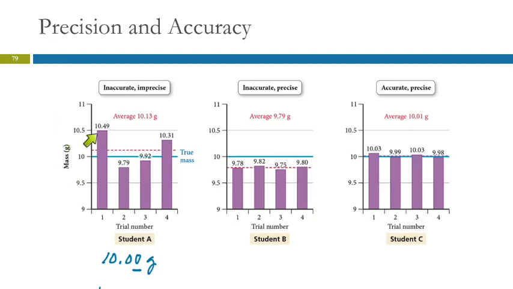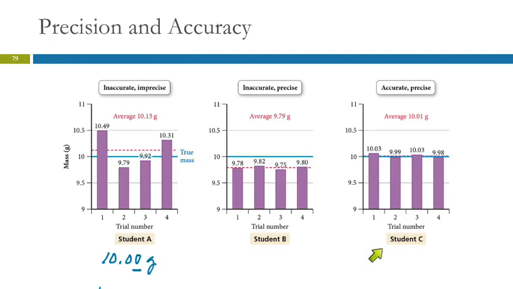And then we look for precision. How close together are these different measurements? They're all over the place. So not precise. Not accurate, not precise. Student A failed. Okay, here's student B. Got an average of 9.79 grams. Is that close enough to 10.00? No, not very good. Not accurate. But when we look at these measurements, they are all very close together, right? Very precise. So this student is very consistent and reproducible, just wrong.